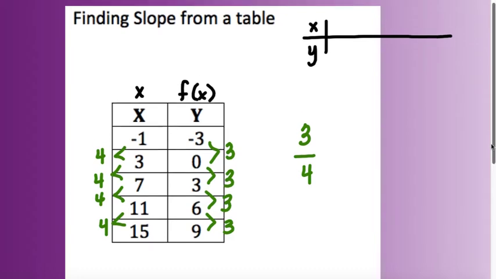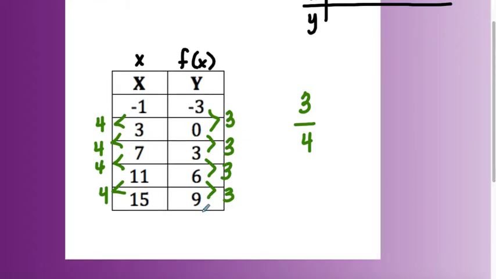Now, it doesn't always have to be the exact same number. For example, I could have over here the number 15, and over here the number 23, where I'm actually going up 6 and going up 8.